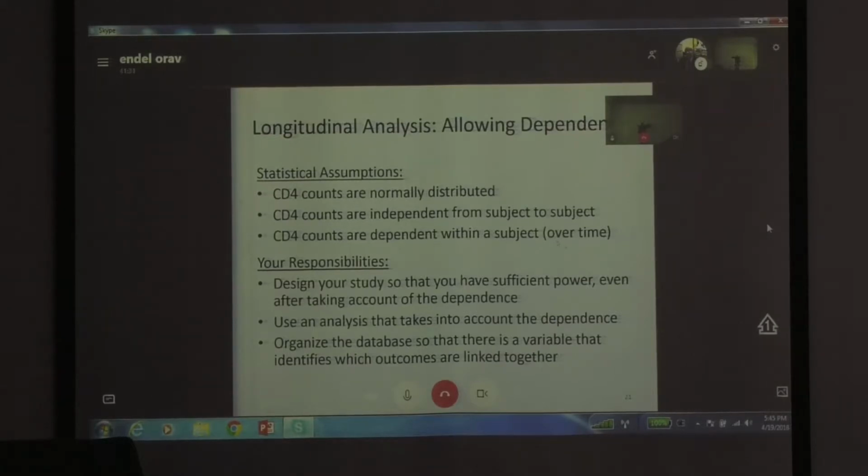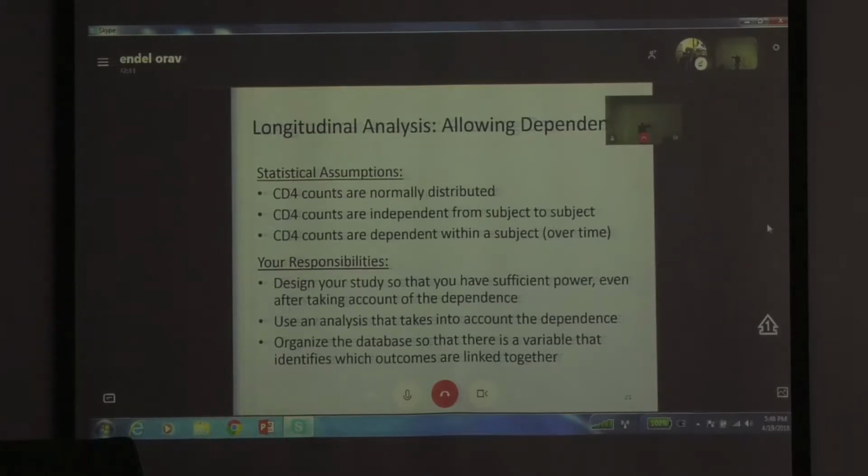But my CD4 counts are dependent over time. So if I told you my baseline CD4 count and it was high, you could probably guess that my 6-month CD4 count would be relatively high. If my baseline CD4 count was low, then you could guess that my follow-up 6 and 12-month CD4 counts would be low. So, dependence over time, but independence over subjects. This is the typical setup for a longitudinal analysis or panel data: independence across the panel members, but dependence within the panel over time.